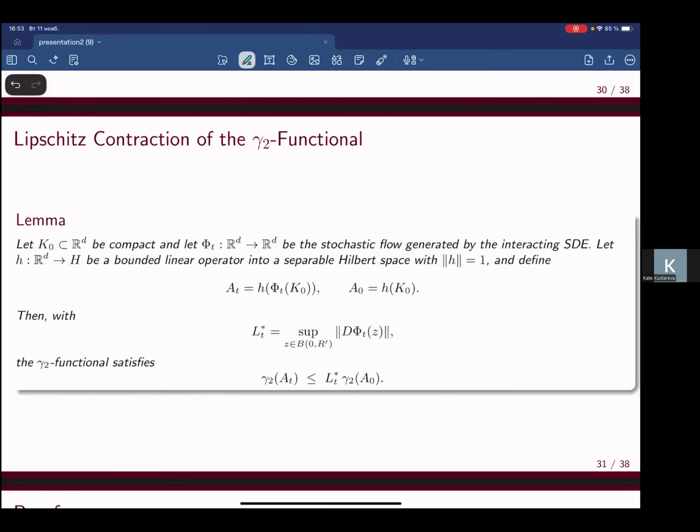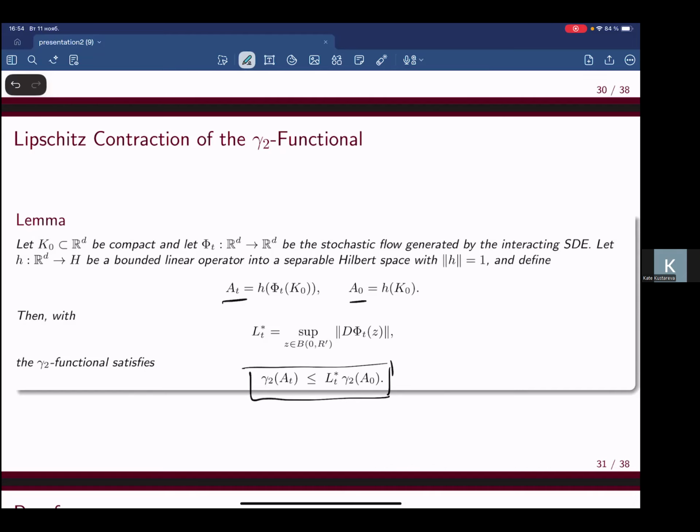We then define A_T and A0 again. The flow phi acts on the initial compact set, and the operator H embeds its image into the Hilbert space, allowing us to measure its complexity there. We can define our L_T star, which is the infimum of the norm of the derivative of phi_t, and then the gamma 2 functional satisfies this inequality.